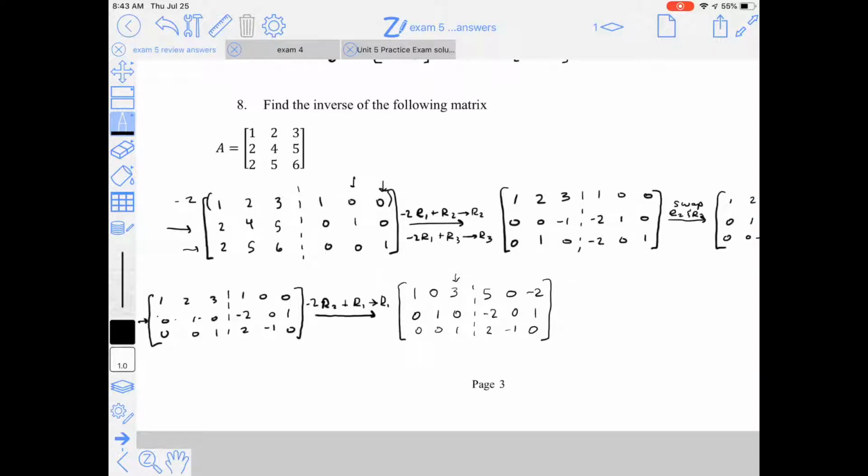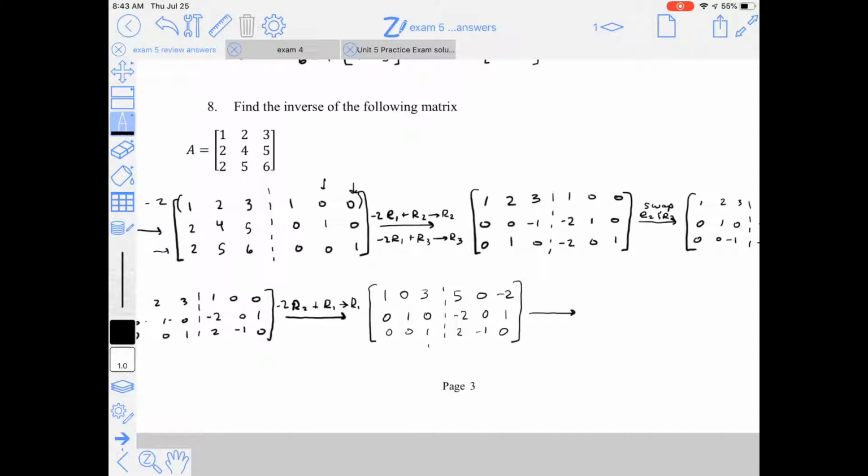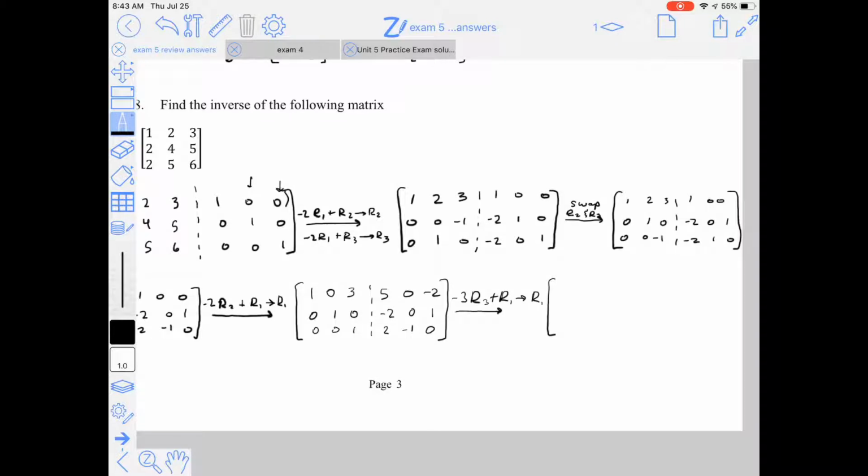Last thing is to get that to be a 0 right there. So I'm going to use the 1 below it and multiply by the opposite of 3, which is negative 3. So row 3, I'm going to multiply by negative 3, add it to row 1 to make a new row 1. So that's going to be 0 plus 1, which is 1, 0 plus 0, which is 0, and then negative 3 plus 3, which is 0. This is going to be negative 6 plus 5, it's negative 1. Or sorry, this is going to be 3 plus 0. And then this is going to be 0 plus negative 2.